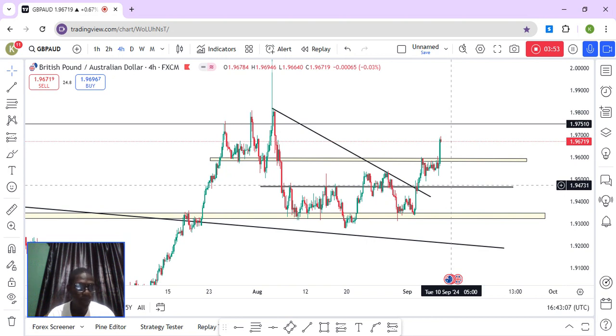So hopefully I can make back the money. I'm not revenging. I don't want to revenge trade, but I'm just here to make money. So I'm just going to do what the market tells me to do.